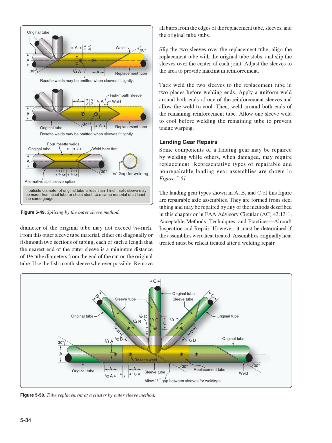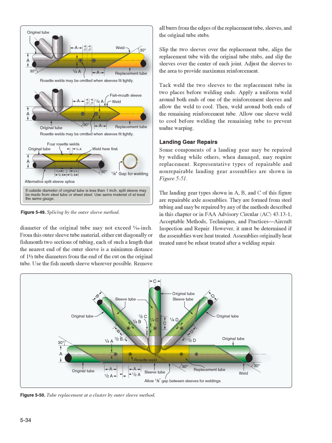Use the fishmouth sleeve wherever possible. Remove all burrs from the edges of the replacement tube sleeves and the original tube stubs. Slip the two sleeves over the replacement tube, align the replacement tube with the original tube stubs, and slip the sleeves over the center of each joint. Adjust the sleeves to the area to provide maximum reinforcement.